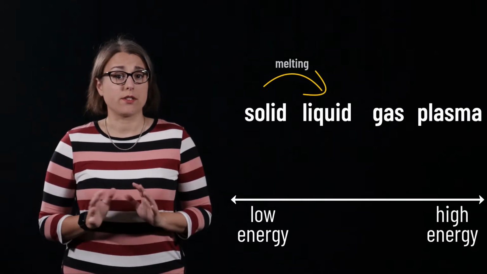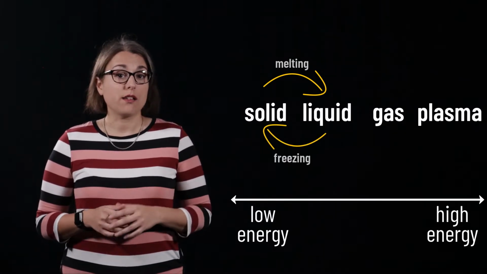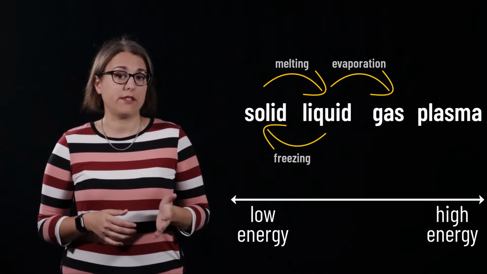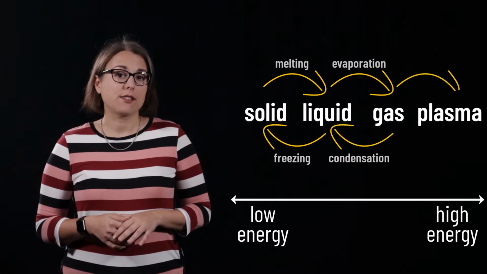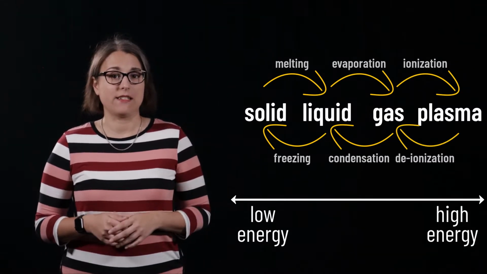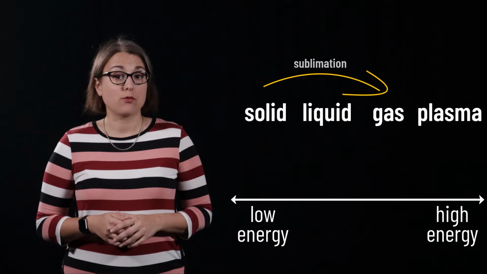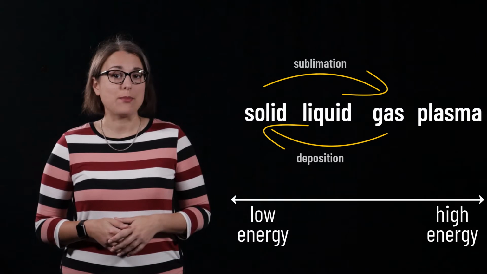When a substance goes from a solid to liquid form, that is called melting. From liquid to solid form, that is called freezing. The phase change from liquid to gas is called evaporation. From gas to liquid is called condensation. From a gas to plasma is called ionization, and from plasma to gas is called de-ionization. Some materials are able to convert directly from solid to gas, which is known as sublimation. The conversion from a gas directly to a solid is known as deposition. We will discuss each of these phase changes in more detail throughout this lecture.